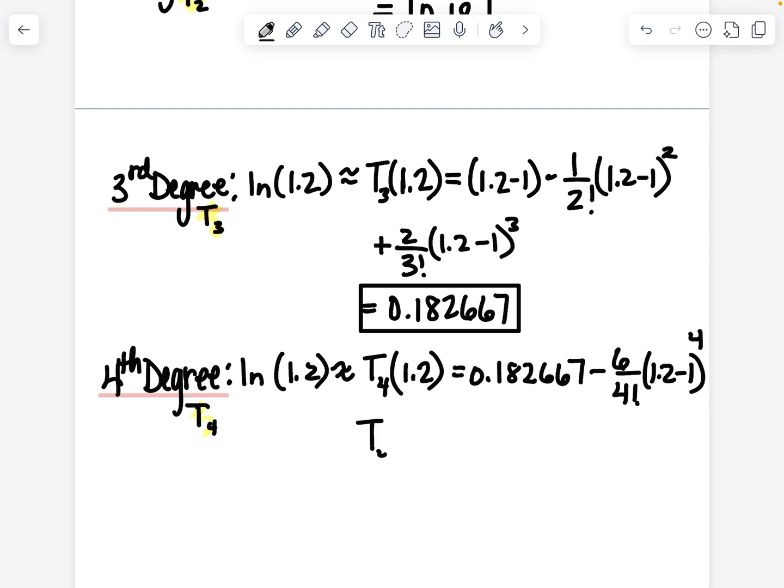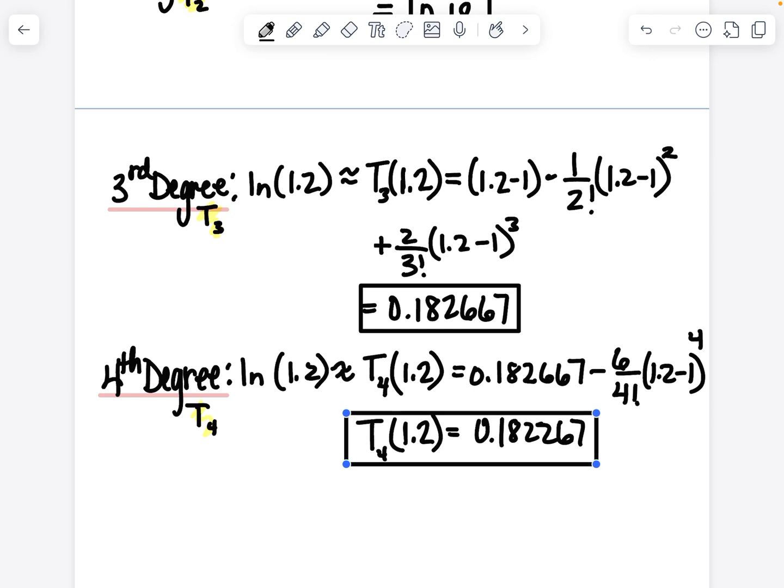And remember, 4 factorial is starting to get big here. So we get T of 1.2 equal to 0.182267. That's interesting with the sevens and sixes. So we get this.